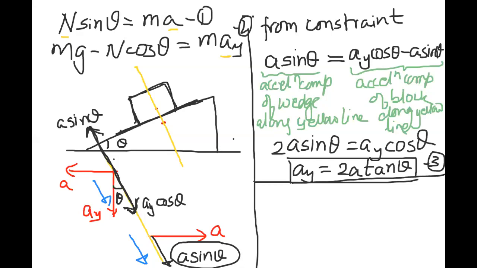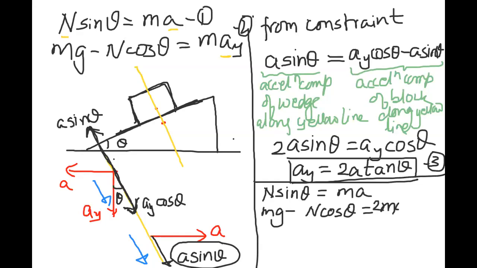Now I can rewrite these equations as m g sine theta is equal to ma and mg minus n cosine theta is equal to 2ma tan theta, right? And now I have a simultaneous equation and you can solve this. The method that I prefer is to multiply the upper one by cosine theta and the lower one by sine theta. Right, simple elimination method that you have learned in class 10.